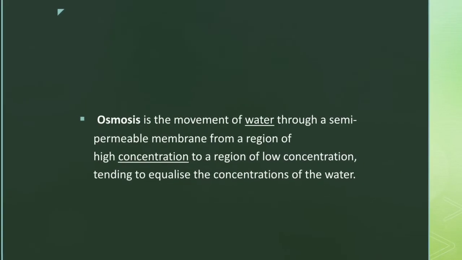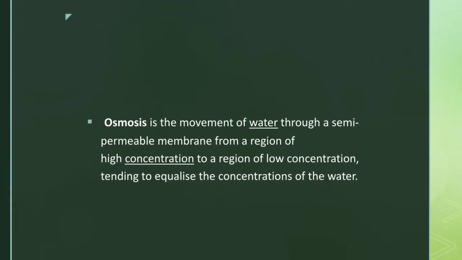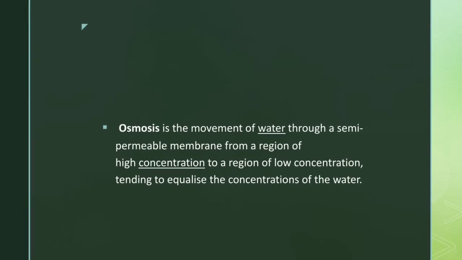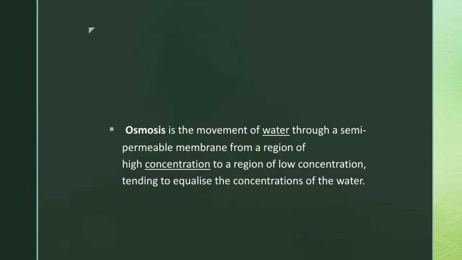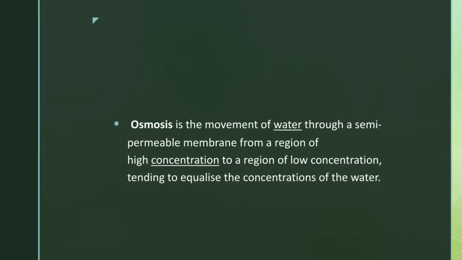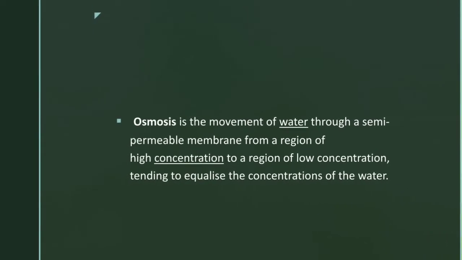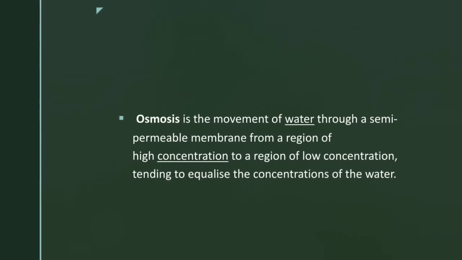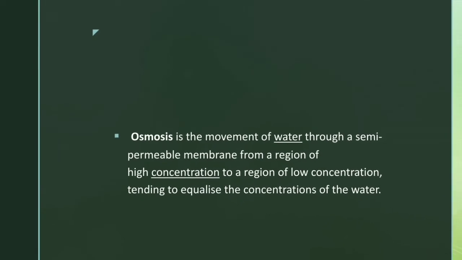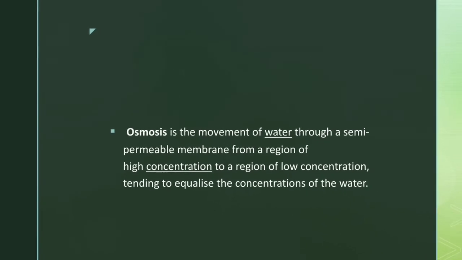Now we'll move on to osmosis. What is osmosis? It is the movement of water through a semi-permeable membrane from a region of high concentration to a region of low concentration. It means water molecules go in and out of the cell by this process. To understand properly, let's take an activity.